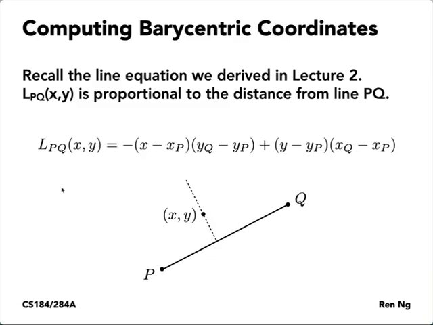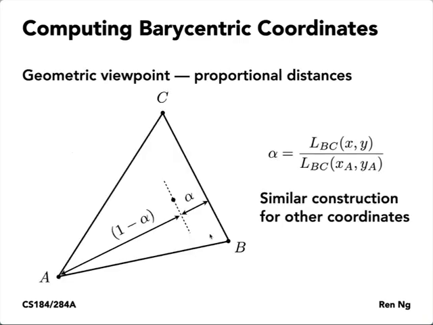And we can use LPQ to define very compactly what alpha is. Because LPQ again is proportional to this distance here of xy to this line. We can take it back to this drawing that I had earlier. So if we consider this point here and we want to know this proportionality alpha to 1 minus alpha, we can consider both of those as distances from this line here, BC. So in particular, LBC, the line equation given points BC, for any given point xy. Think of those as the coordinates of this point in question here.